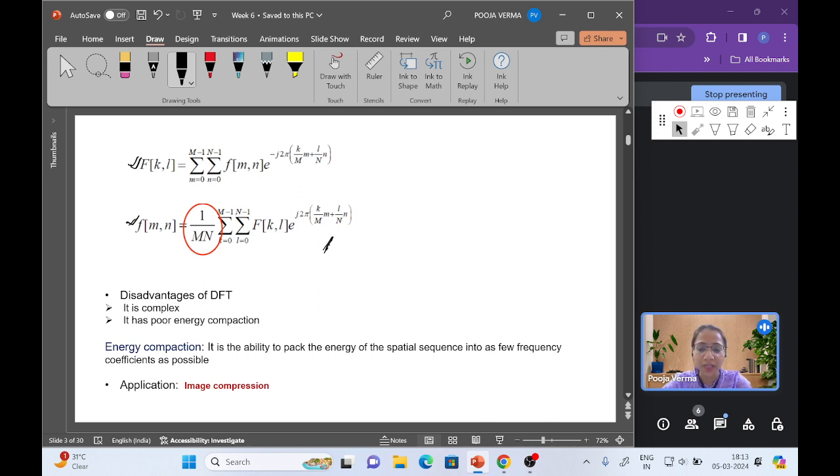So what is energy compaction? Energy compaction is the ability to pack the energy of the spatial sequence, or pixels, into as few frequency coefficients as possible. Only some frequency coefficients will carry the packed energy. And what is the application where we use two-dimensional signals or images? In image compression, we use the two-dimensional discrete Fourier transform.